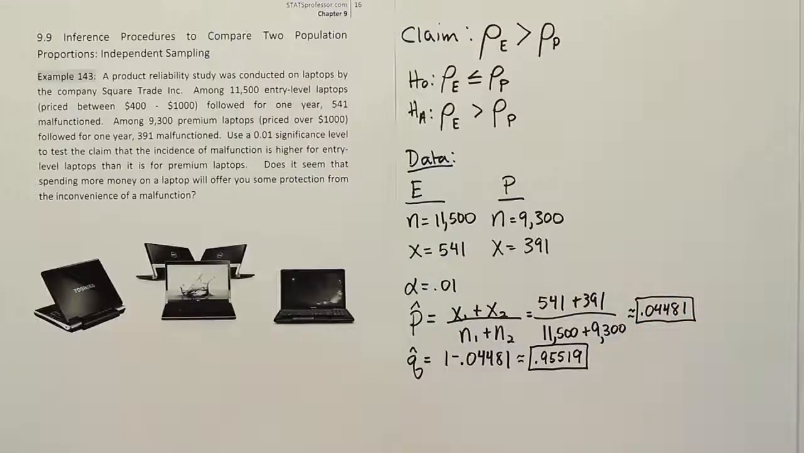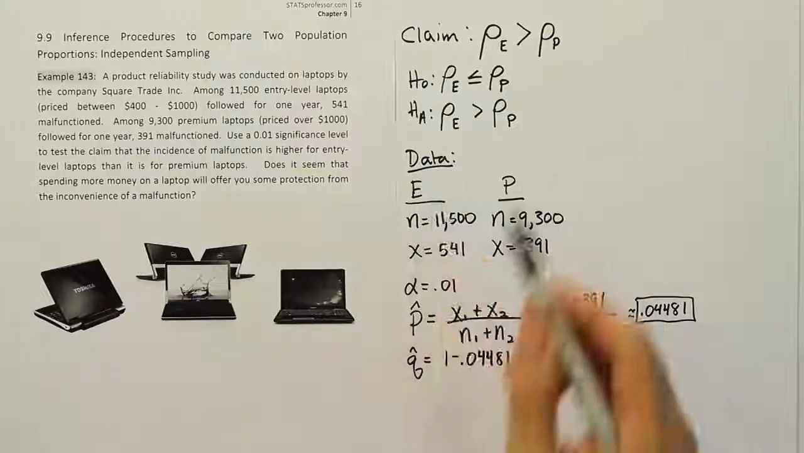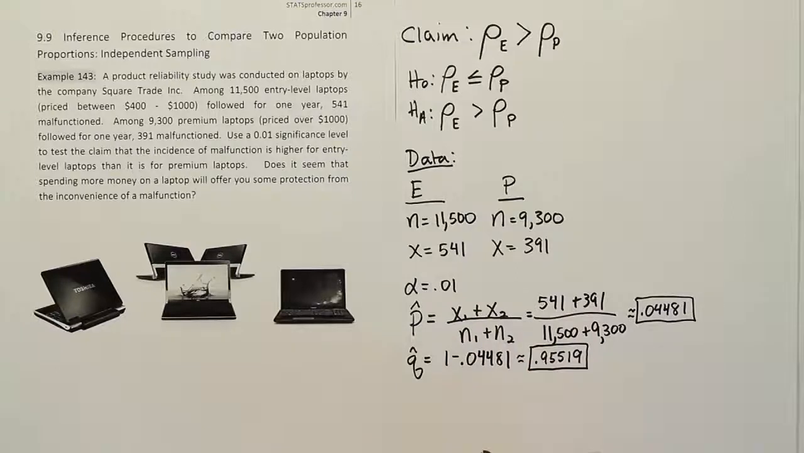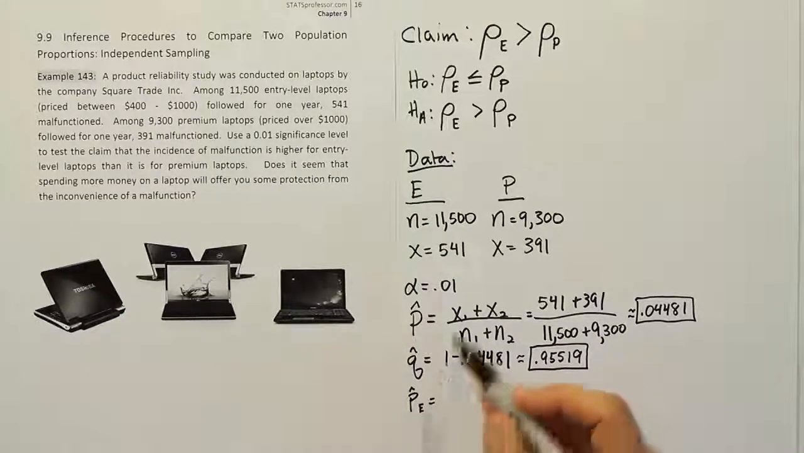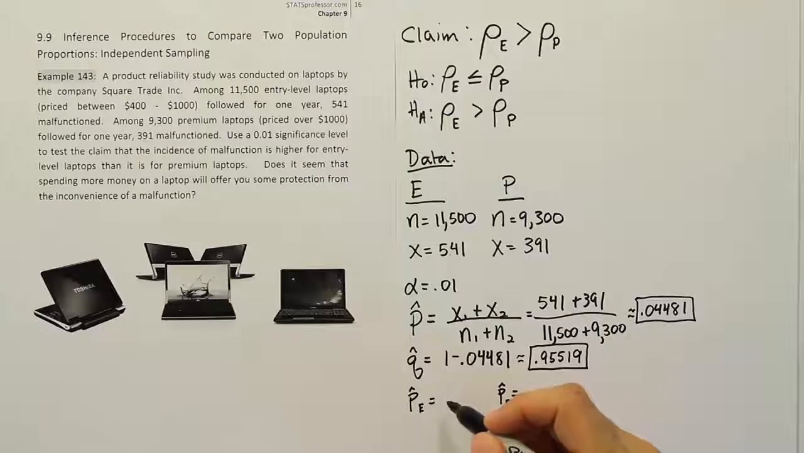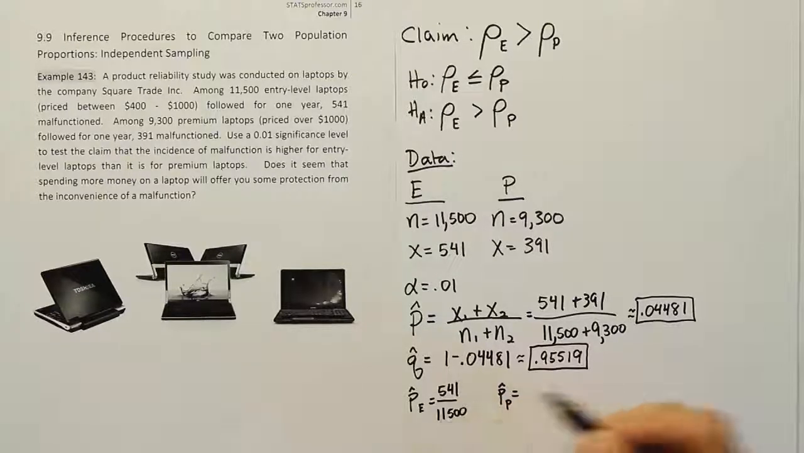Our next step then is to do the sample proportions for each of these groups. So for E and P, right? So we're going to have P hat for E. Now this is just the sample proportion for the E group or the entry-level group. And then we're going to have the sample proportion for the premium group. Now for this group, we're just going to divide these two numbers here. So 541 divided by 11,500. So 541 over, it's the sample size, 11,500. That's going to tell us what percent malfunctioned in the entry-level group. And then likewise for the premium group.